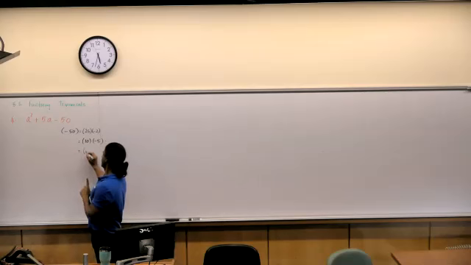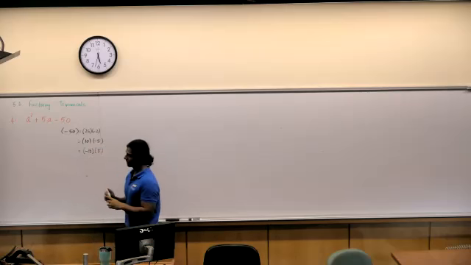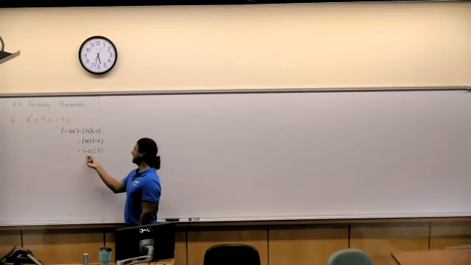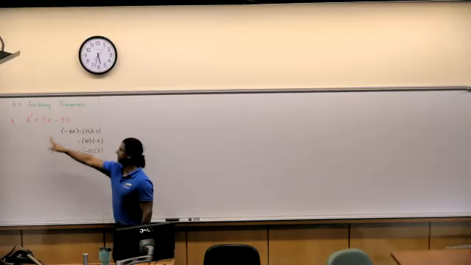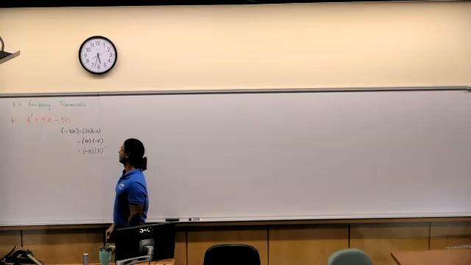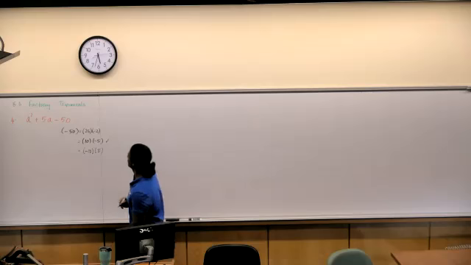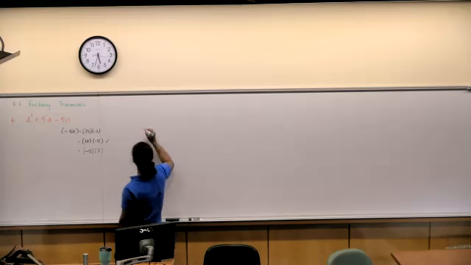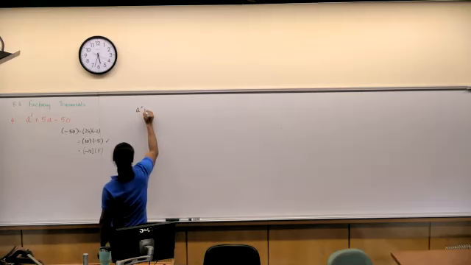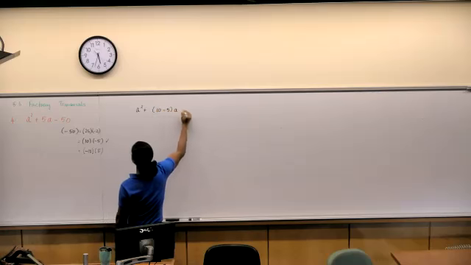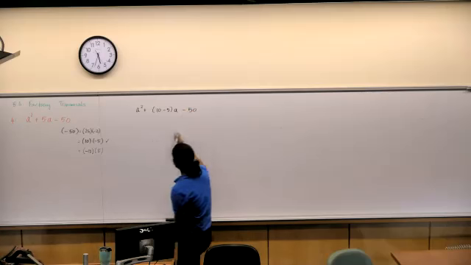You may say, well, I could do it as negative 10 and positive 5 also. Sure, that would give you negative 50. But negative 10 plus 5 is negative 5. That doesn't match up with this. So the correct choice would be 10 and negative 5. So a squared plus 10a minus 5a minus 50.